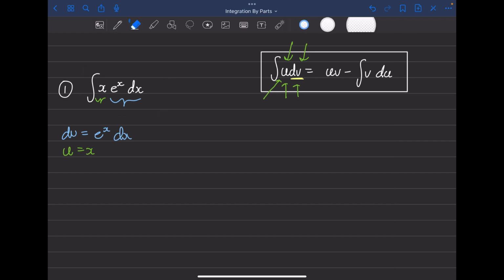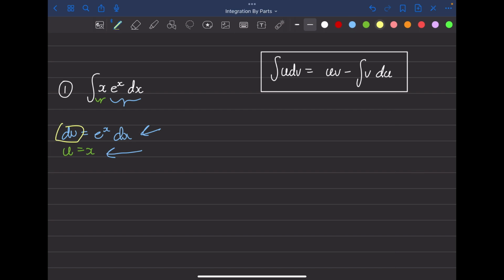Now you might ask, why did I choose this as my dv and why did I choose this as u? The answer is, I chose it because if you remember in my intro, I said that you want to choose dv as something that you can integrate easily. Finding the integral of x is pretty simple, but finding the integral of e^x is even easier. So whatever is easier, you have to put that as your dv because it will make life easier for you afterwards. Once again, e^x is easier to integrate, so I made it my dv.